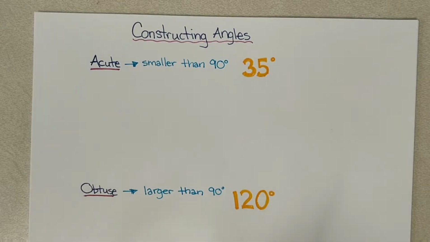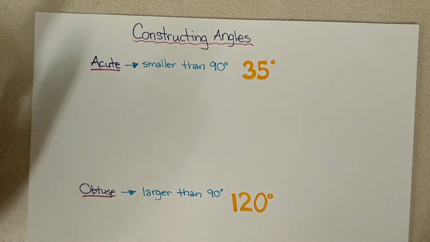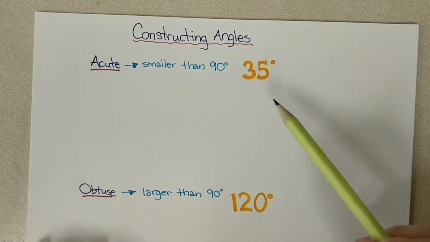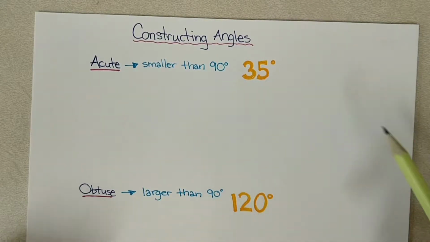In this video, we are going to look at how to construct angles. So we're going to look at how to construct an acute angle and how to construct an obtuse angle. So we'll start with our acute angles. These are angles that are smaller than 90 degrees, less than 90 degrees. And for our example, we're going to use 35 degrees.